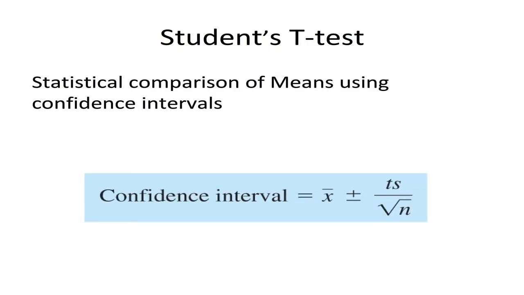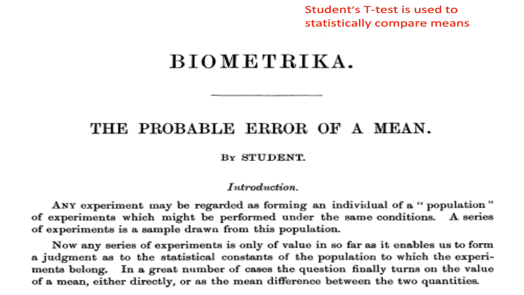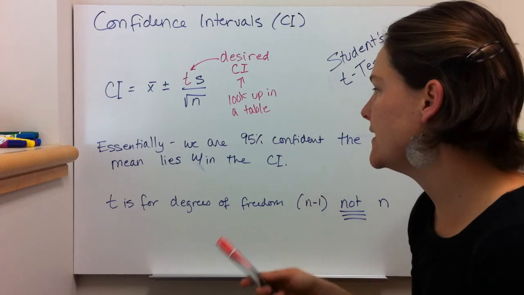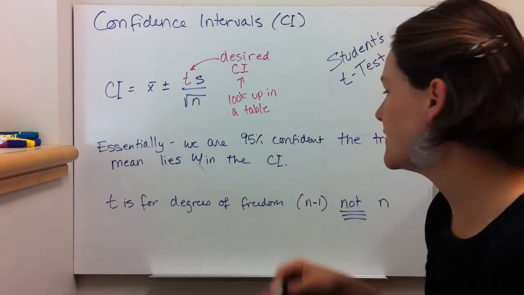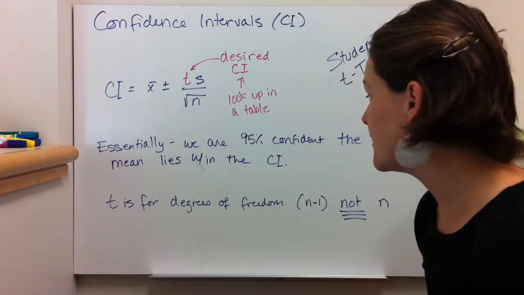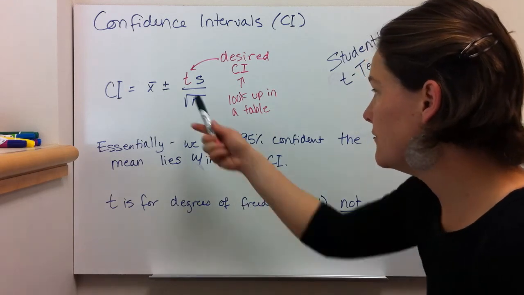One common application of confidence intervals is student's t-test, which statistically compares means using confidence intervals. The student's t-test was initially published in 1908 in Biometrika. Student was a pseudonym for an employee of the Guinness Brewing Company in Ireland, who was allowed to publish under a pseudonym because Guinness restricted his publications for proprietary reasons. But essentially, if we want to be 95% confident that the true mean lies within the confidence interval, we use this equation.